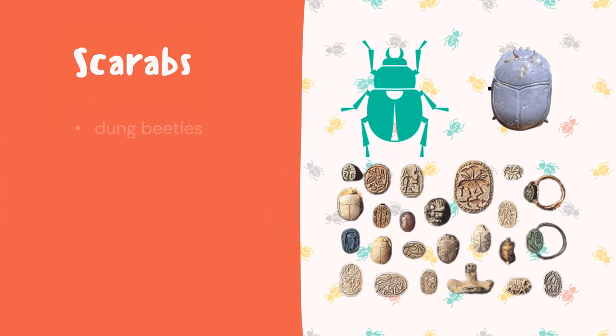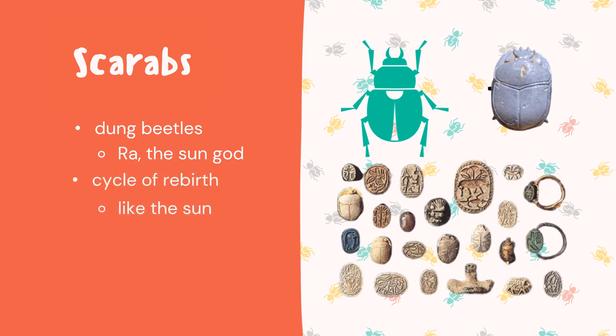Scarabs were dung beetles that were often shown in Egyptian art because they were symbols of the Egyptian sun god Ra. These beetles were seen as marvels of nature because when they laid their eggs in dung, poop, they would later hatch and bring forth new baby beetles. The birth of dung beetles represented the cycle of rebirth, just like the sun rising and setting every day. Pharaohs were known to use scarabs in their clay seals and amulets to commemorate important events or show their royal names.